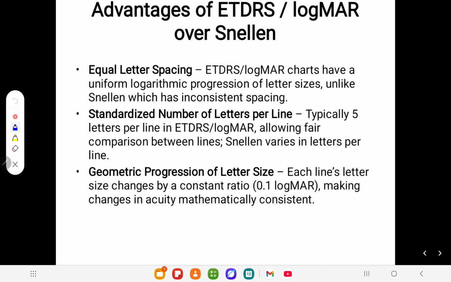Okay, finally, let's discuss the advantages of ETDRS or LogMAR over the Snellen chart. It's very important. We have discussed the Snellen chart's fallacies, and at that time I already told you that almost all the fallacies are covered by the ETDRS or LogMAR chart. So, equal letter spacing, which is definitely not the case with the Snellen chart. In the ETDRS chart, every letter is equally spaced.